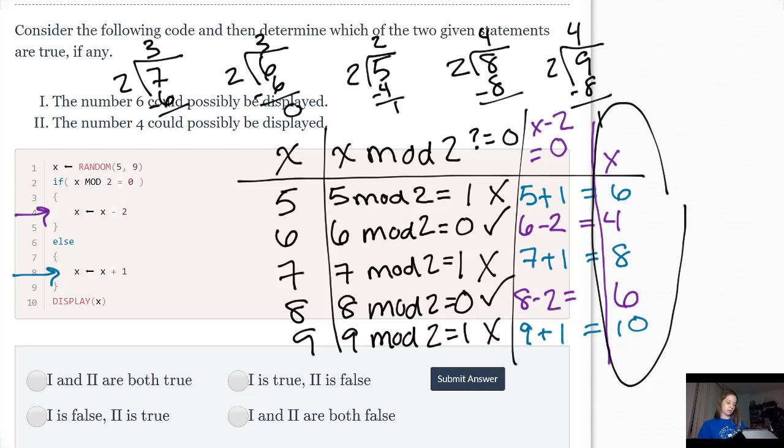Let's go back. So statement 1, the number 6 could possibly be displayed. Yes, this is true. Statement 2, the number 4 could possibly be displayed. Yes, this is true. So both of them are true. Both statements are true. So we're going to choose this answer.